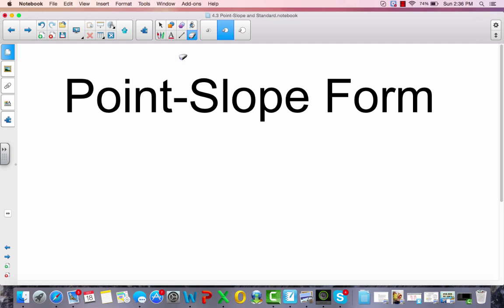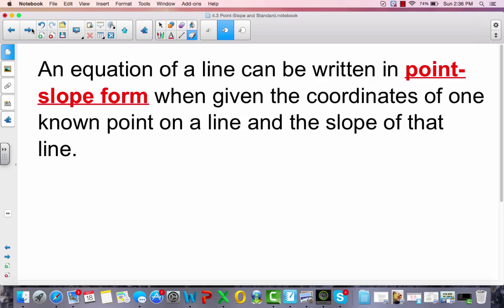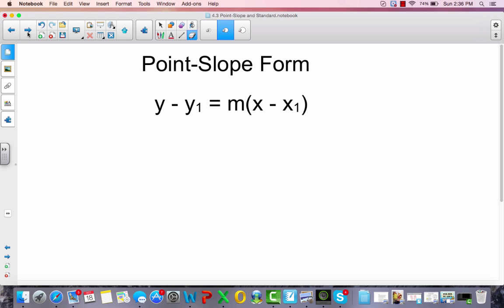Okay, we'll be studying point-slope form. An equation of a line can be written in point-slope form when given the coordinates of one known point on a line and the slope of that line. What that means is you need one point and the slope, and you're done. Okay, so this is going to be pretty straightforward for you.